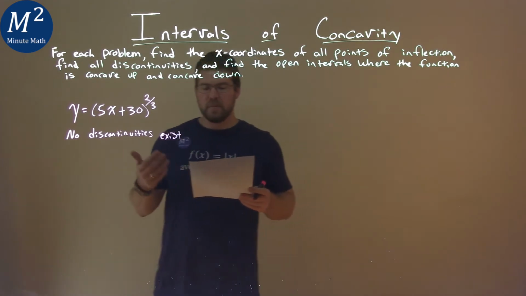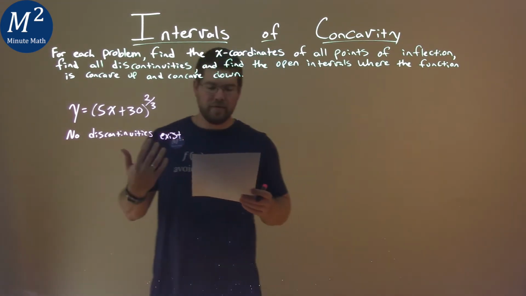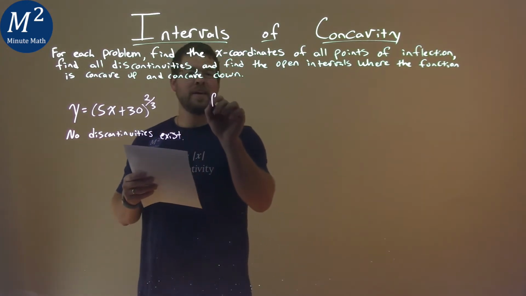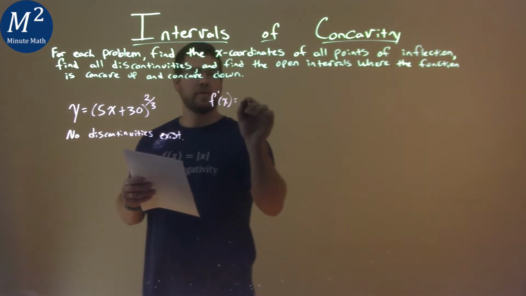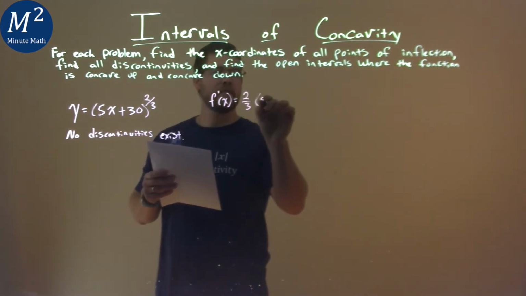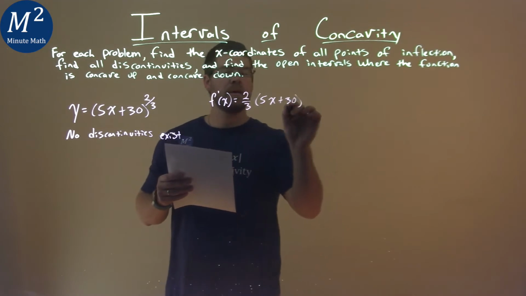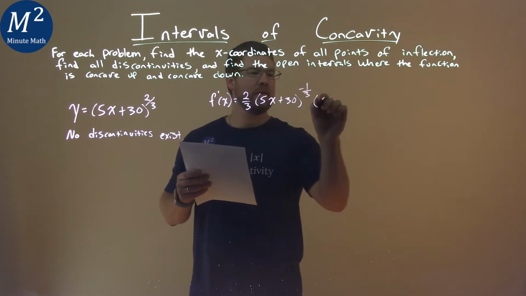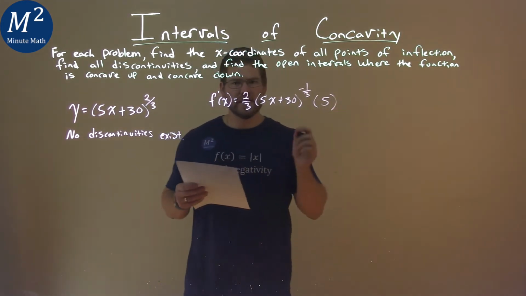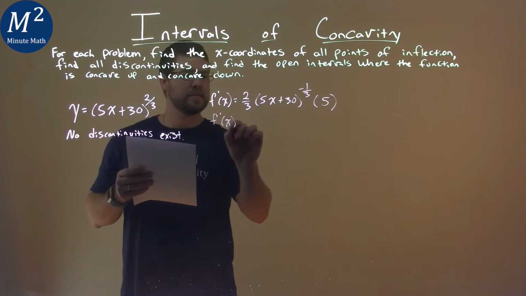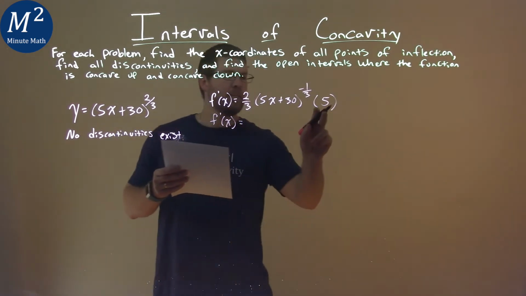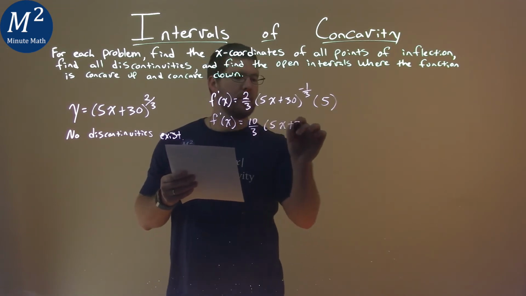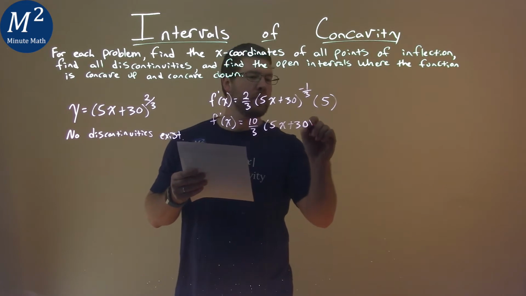Now, to find my inflection points and where we're concave up and concave down, we need to find the second derivative and do the second derivative test. So let's go find the first derivative first. F prime of x, power rule, 2/3 comes down. Keep the inside, 5x plus 30. Subtract the exponent by 1, we have a negative 1/3. Multiply by the derivative of the inside, 5. Simplify this out, f prime of x. I'm going to keep the exponent as a negative, but 5 times 2/3 is 10/3, and we have 5x plus 30, all to the negative 1/3 power.